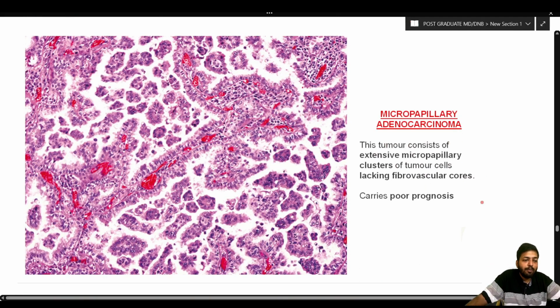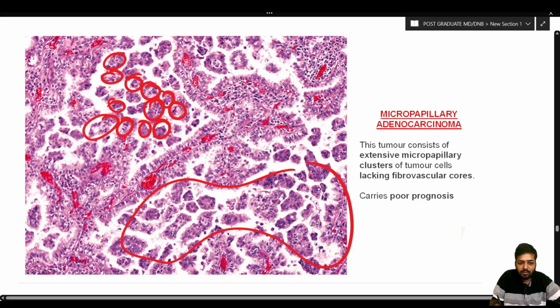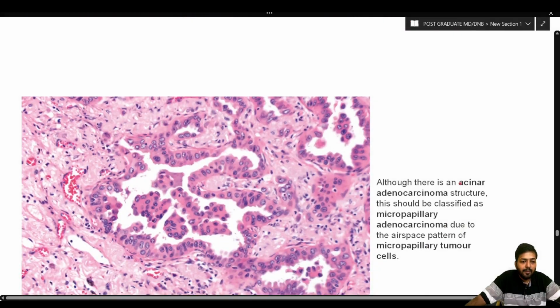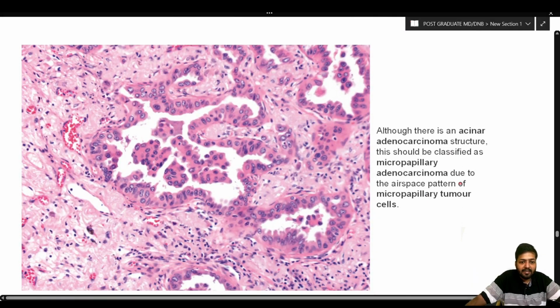Now this is the micropapillary variant, wherein you can see these multiple small papillae. Okay, we can appreciate that none of these papillae have any fibrovascular core. So again over here, if you see, they do not have a fibrovascular core. So this tumor consists of extensive micropapillary clusters of tumor cells lacking fibrovascular core, and this again carries a very poor prognosis. Now this is again an acinar variety of adenocarcinoma.